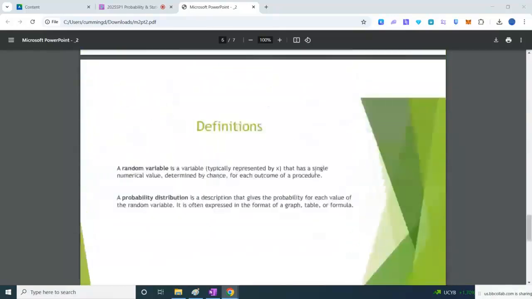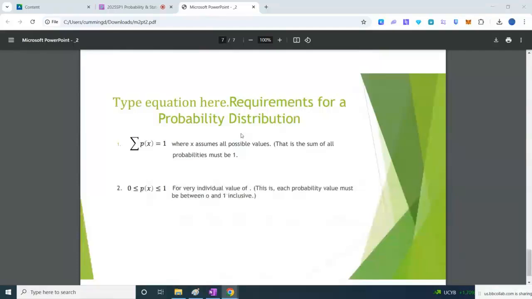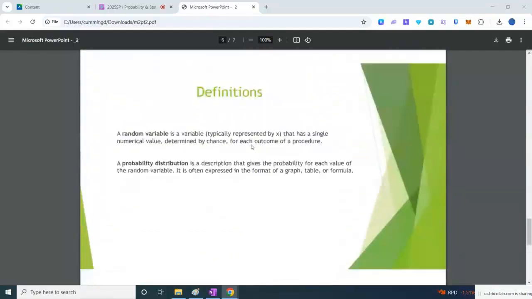Today we're going to continue on and talk about a probability distribution. For a probability distribution, there are just a couple of definitions. The first is called a random variable. A random variable is a single number value that's typically represented by X, and it's determined by chance for each outcome of a procedure. Even though it says random, it actually has a single numerical value.